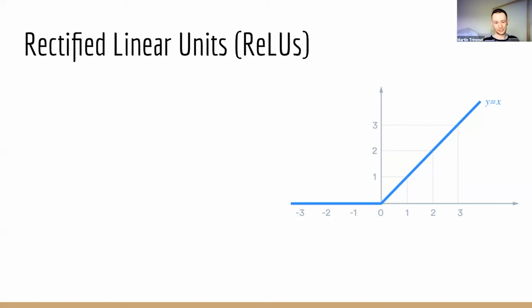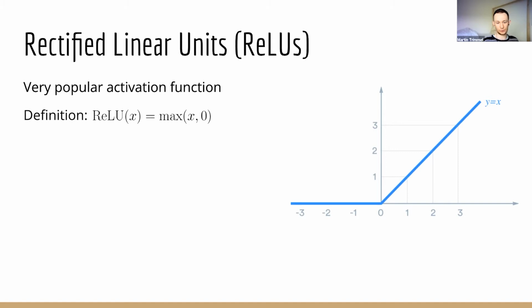The rectified linear unit, ReLU, is one of the most widely used activations in modern deep learning. It's particularly popular in CNNs and used, for example, in VGGs, Google Nets, and ResNets. The ReLU activation is defined as ReLU of x is equal to maximum of x and 0. This means that ReLU of x is equal to x when it's positive, and ReLU of x is equal to 0 when x is negative.